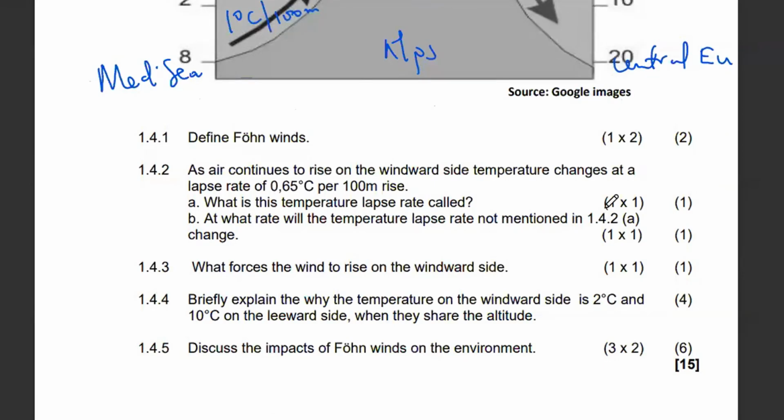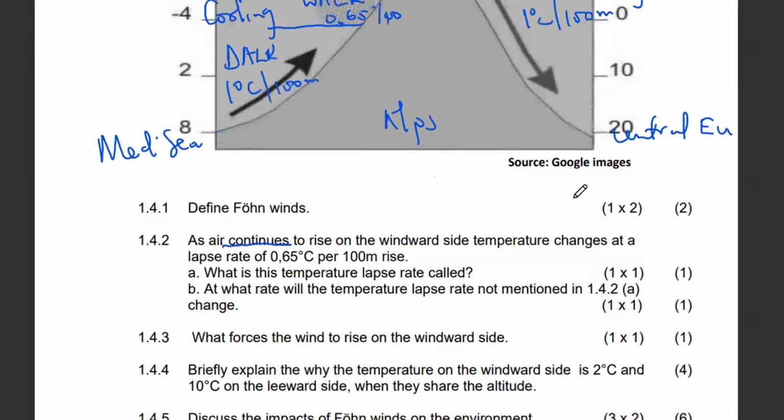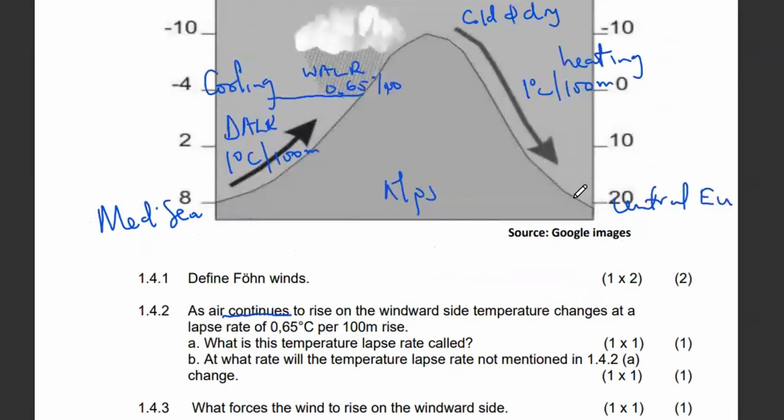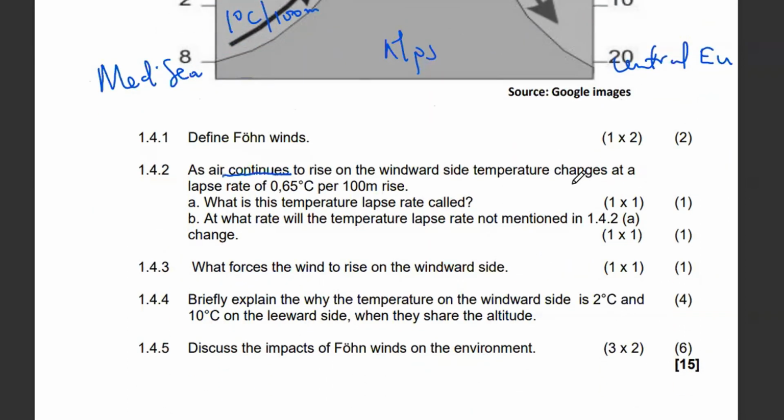Right, for that reason, we are asking, what is this temperature? It says as the air continues to rise on the windward side, the temperature changes at a rate of 0.65 per 100 meters rise. As it continues, that is the guideline, which means it's not the initial rising. As it keeps on rising, the rate becomes that one. So what is the temperature lapse rate called? The lapse rate here is the wet adiabatic lapse rate, or what we call the saturated adiabatic lapse rate.